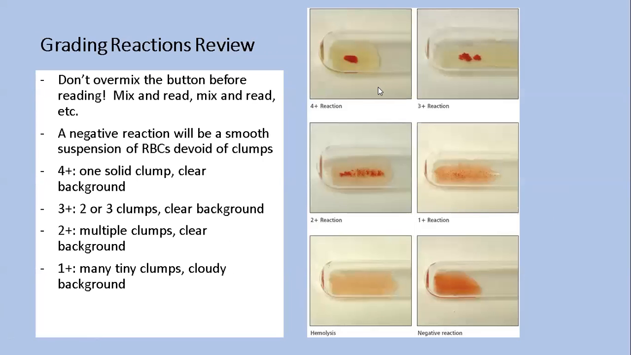So we've looked at this picture a lot as well. 4+, 1 clump. 3+, maybe 2 or 3 big clumps. 2+, smaller clumps with a clear background. 1+, the clumps are smaller and the background is now looking cloudy. And a negative, smooth suspension.